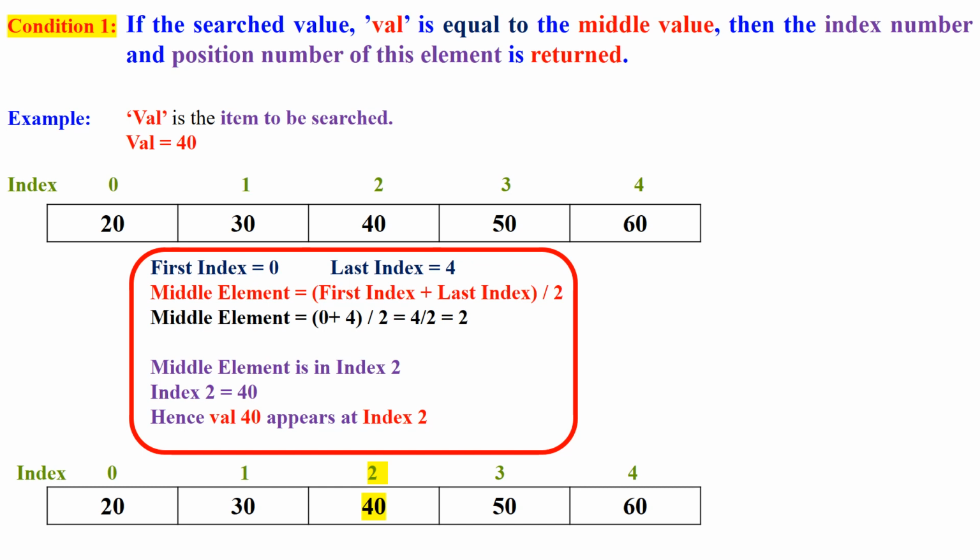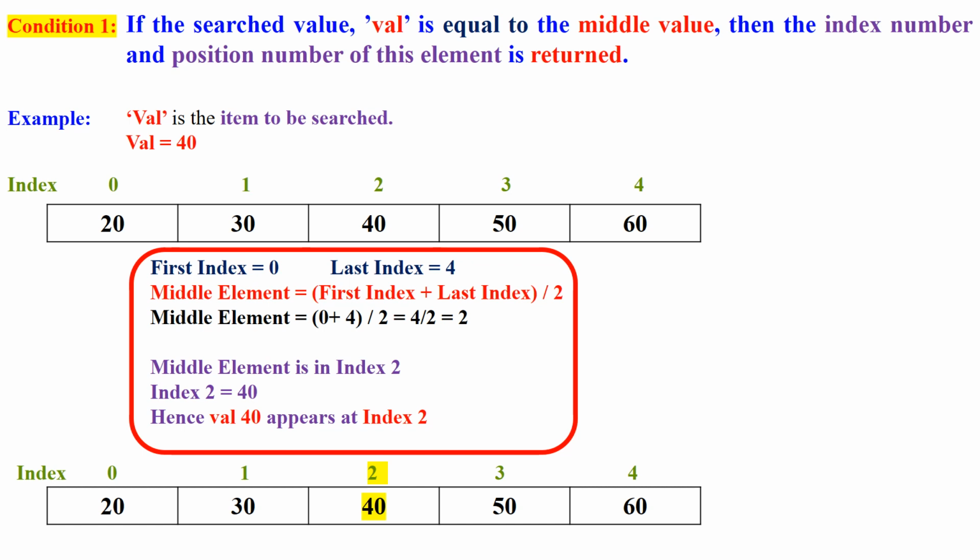Let's see an example. Val is the item to be searched. Val is the variable which holds the element to be searched. Val equals 40. Look at the first picture. A sorted array consists of elements 20, 30, 40, 50, 60, with index marked from 0 to 4. First index equals 0, last index equals 4, middle element equals first index plus last index divided by 2. Middle element equals first index 0 plus last index 4 divided by 2 equals 2.